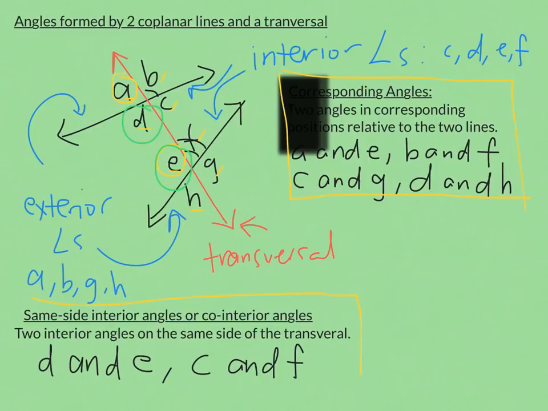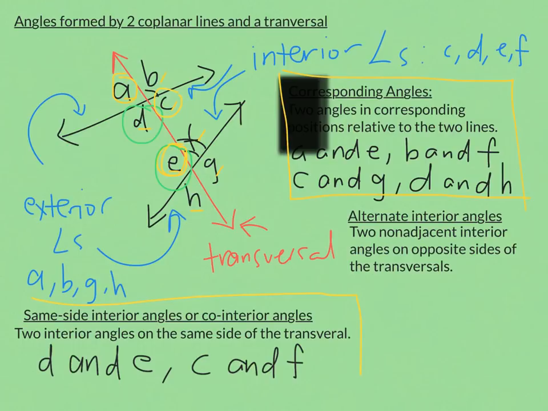The next pair of angles that we're looking at are angle C and angle E. You can see that they are on the alternate sides of the transversal and they are both interior angles. So they are called the alternate interior angles. If you want to know the definition, you will call them the two non-adjacent interior angles on opposite sides of the transversal. In this case, we're talking about angles D and F, and also angles C and E.